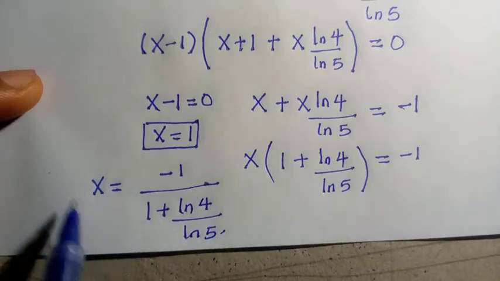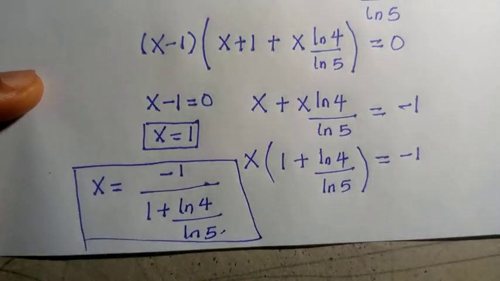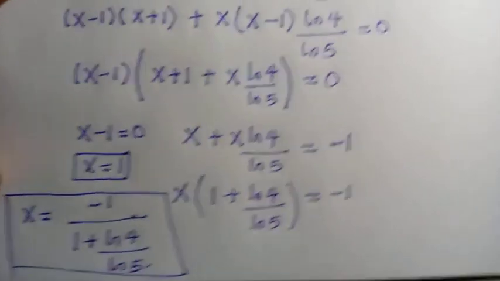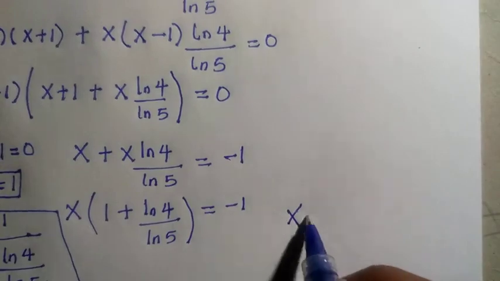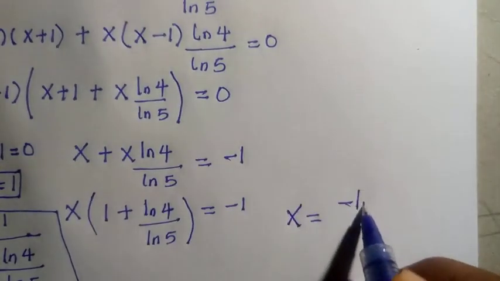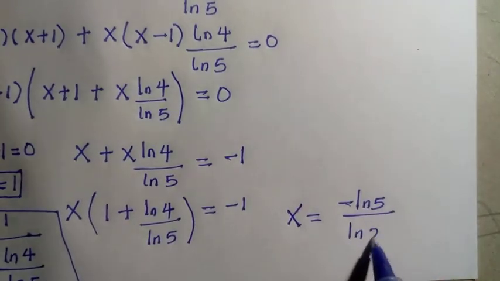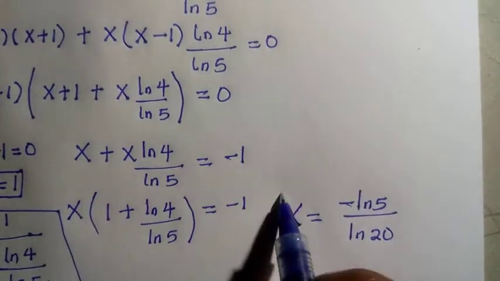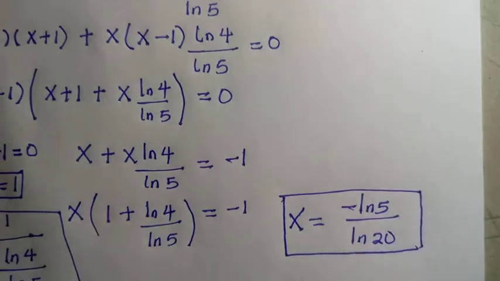And if we leave our answer like this, that is fine, but it is not more professional. We have to leave it in this form. So if we also leave it in this form as x equals minus ln 5 divided by ln 20, this is also good, but I think this is better than the first one.